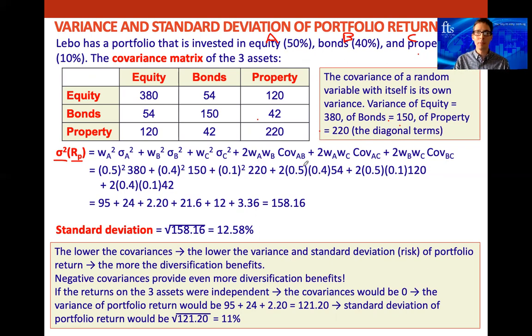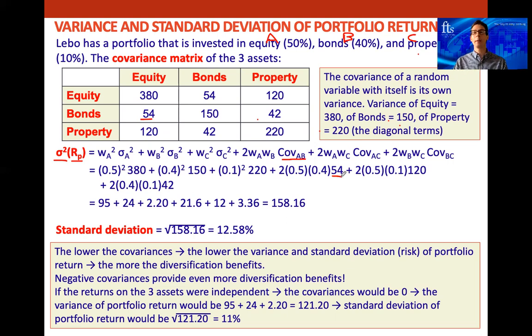Now what we need to do is take the covariance between A and B, in other words, the covariance between equity and bonds. So we're going to go to our matrix now. Where do we find the covariance between equity and bonds? There, equity and bonds meet up, 54, or we could do it over there. Equity and bonds, same thing, 54. So that's where we get the 54 from.